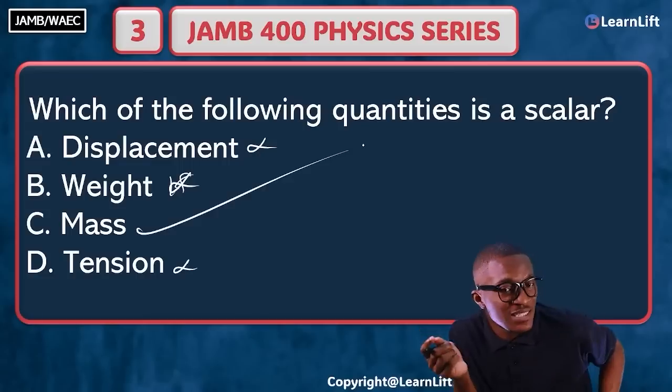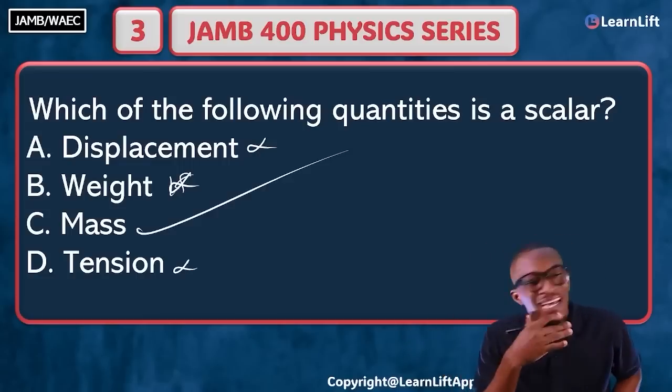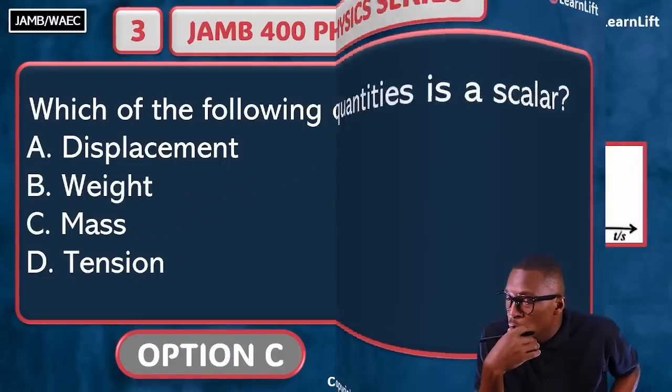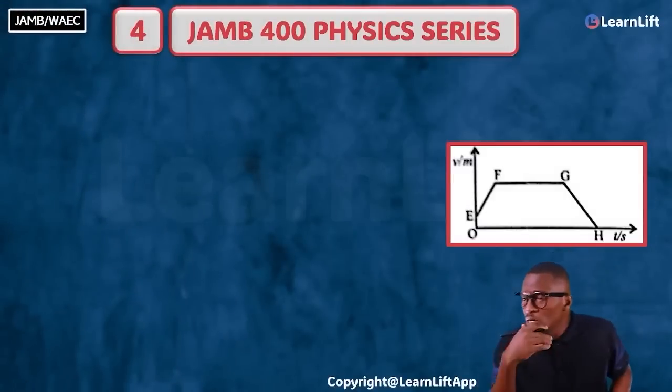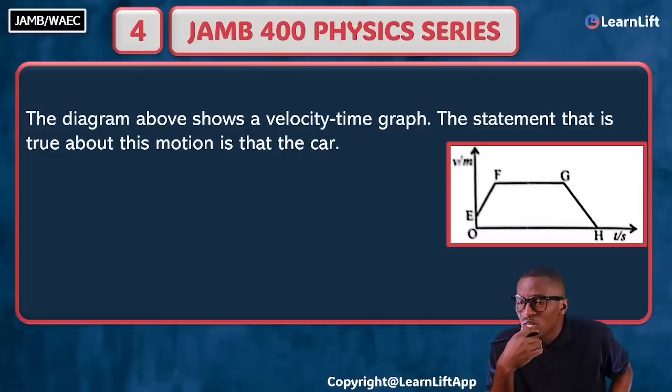Mass, we just saw that mass is scalar, right? I think you should revise that table. Very important. Option C becomes the answer. Quickly, let's move. We're given a diagram first. Let's see what the question is saying. All eyes on the diagram. The question says that the diagram above shows the velocity-time graph.